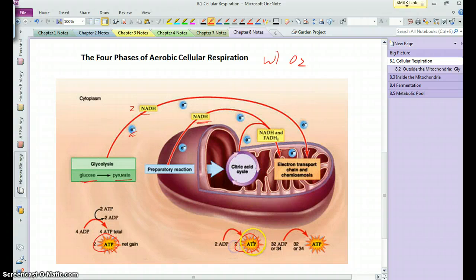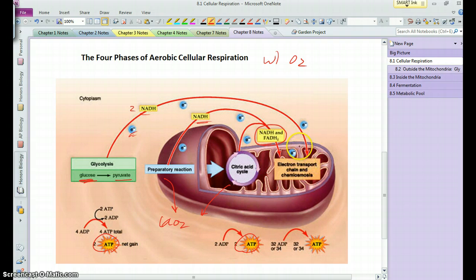We're going to generate a little bit more ATP. We're going to generate a lot of these NADHs and FADHs, these electron carriers. And in both this step and the citric acid cycle, we're going to produce carbon dioxide. We're going to produce 6 to be exact, because there are 6 carbons in glucose.